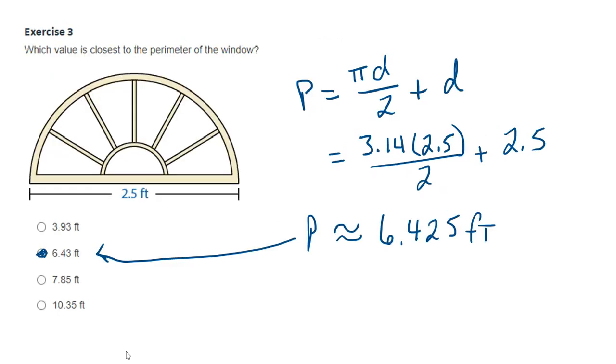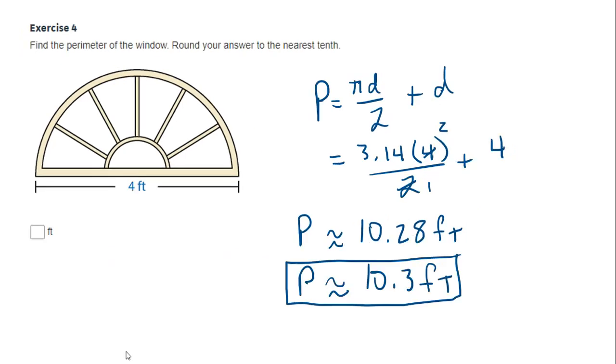Problem number 3, which value is closest to the perimeter? So for a problem like that, I need to calculate the perimeter. And you see how I did that. The perimeter equals half the circumference of a circle plus the diameter of that semicircle. And you can see my answer is close to 6.43 feet.